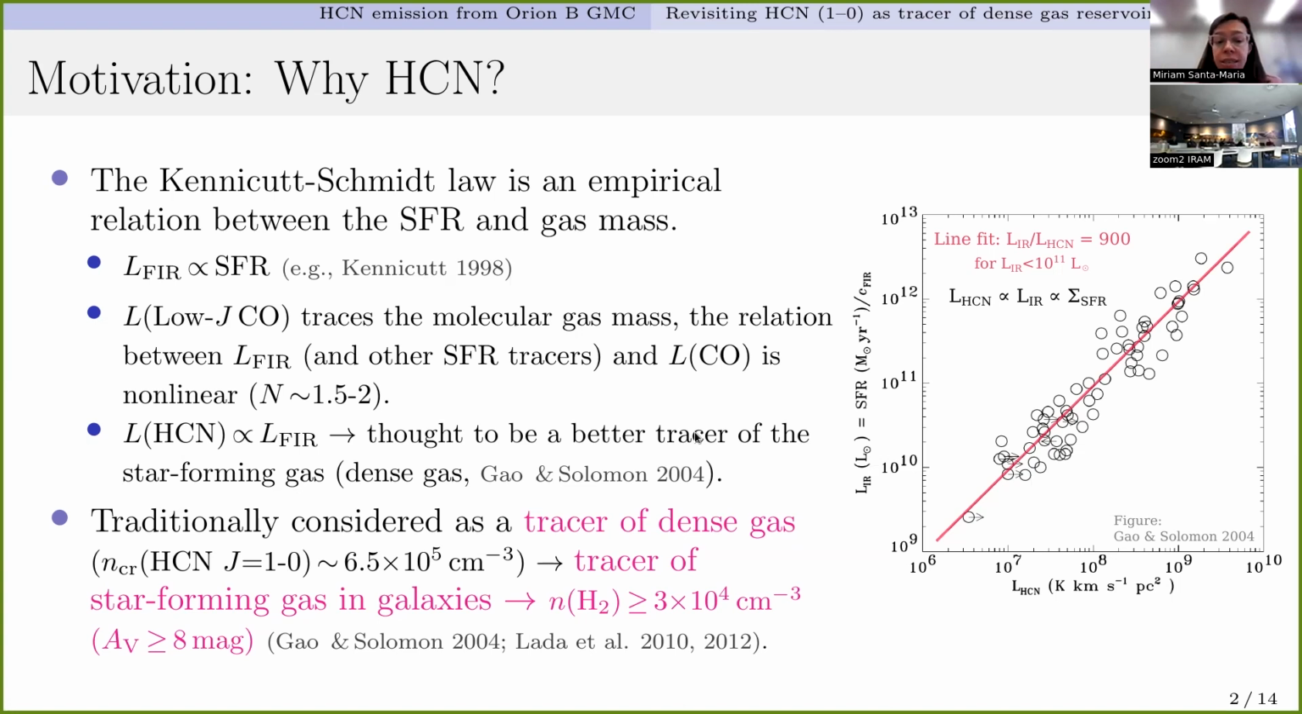Actually, traditionally, the HCN is considered a tracer of the dense gas. This is mostly based on the critical density that is a few times 10 to the 5 centimeters to the -3. So extragalactic studies use the HCN emission as a tracer of the star formation or the star-forming gas in galaxies. Actually, what they mostly consider, or what they think they are tracing, is gas with densities above 10 to the 4 centimeters to the -3, and actually from the work of Lara et al. 2010 and 2012, they would be gas with a visual extinction above 8 magnitudes.